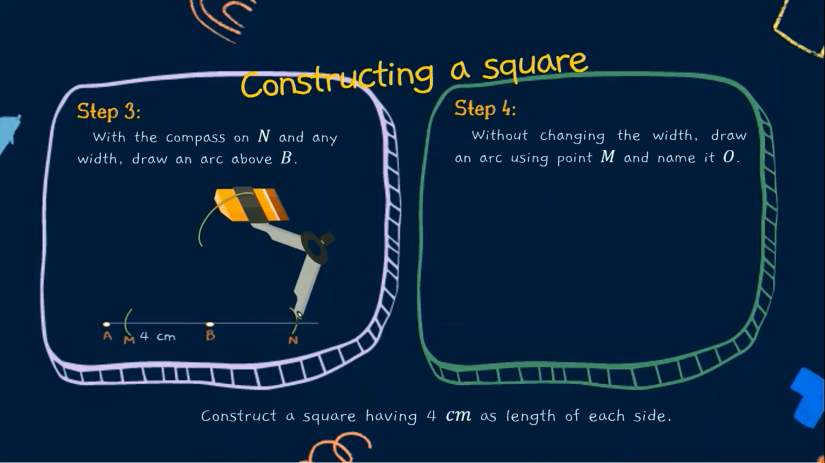Step 4, without changing the width, draw an arc using point M and name it as point O. Ito na yung ating last construction from step 3. Kuha ulit tayo ng compass.